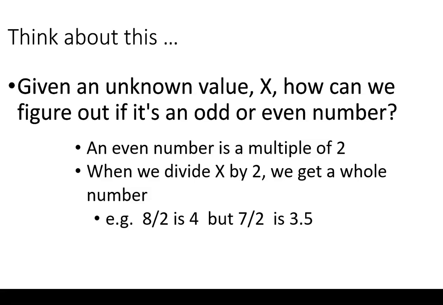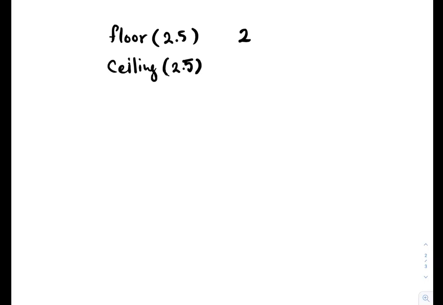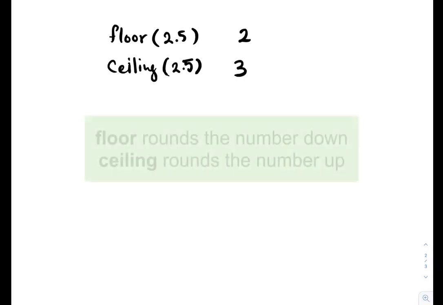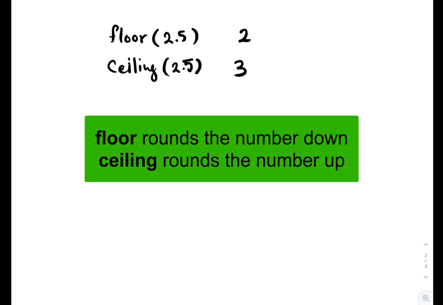So let's assume we have these additional operations, floor and ceiling. The floor of a number, for example 2.5, gives us the value 2, and the ceiling of 2.5 gives us 3. So floor and ceiling are two ways to round the numbers, either rounding them up or down.